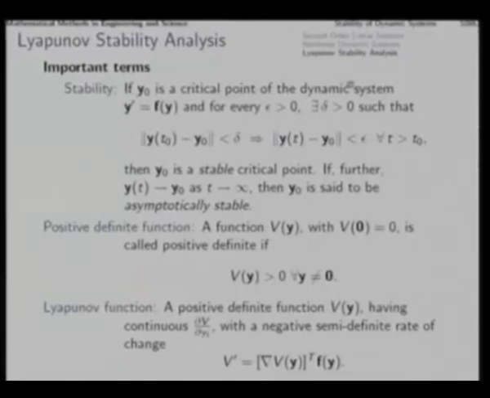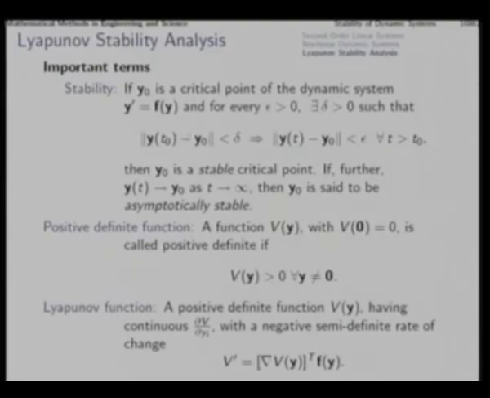There is another technique of analysis of stability for nonlinear dynamic systems, and that is the famous Lyapunov stability analysis. There are quite a few important terms associated with the Lyapunov method. The precise definition of stability here is this. If y0 is a critical point of the dynamic system, and for every positive epsilon there exists a delta such that the initial point taken within a delta distance of the critical point keeps the system always within an epsilon distance, then you say that the critical point y0 is stable.